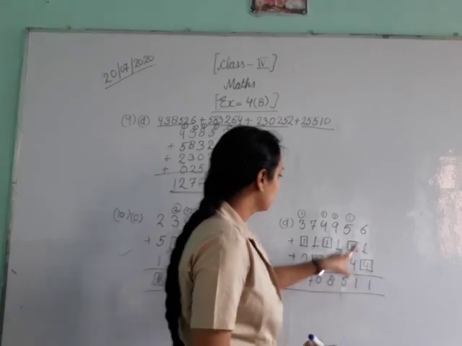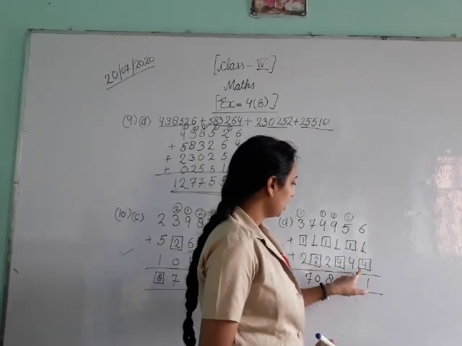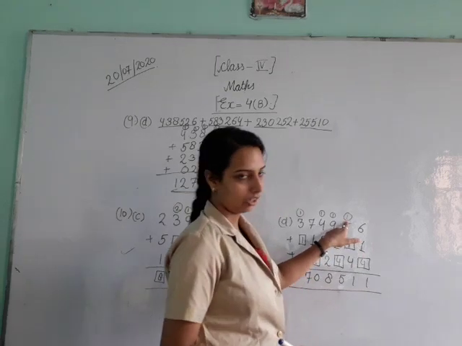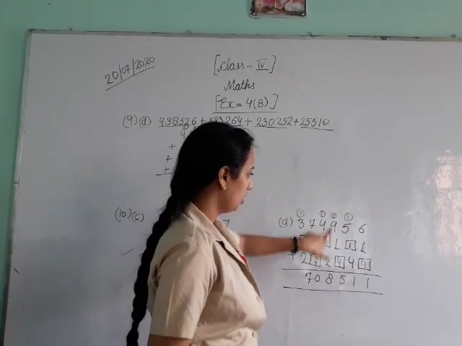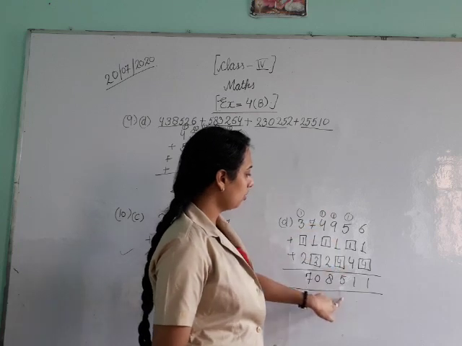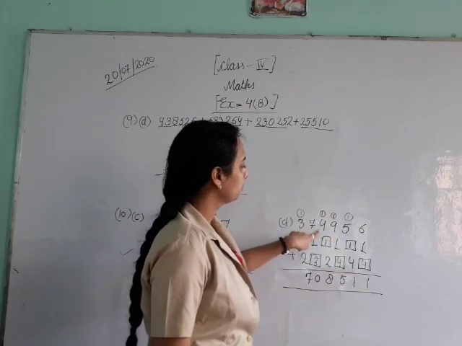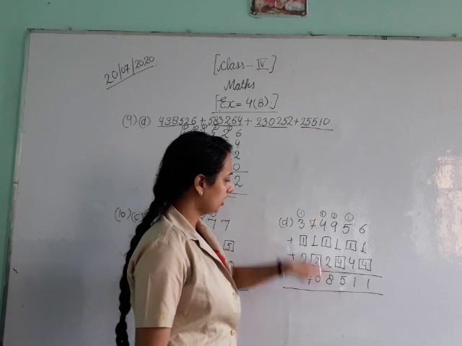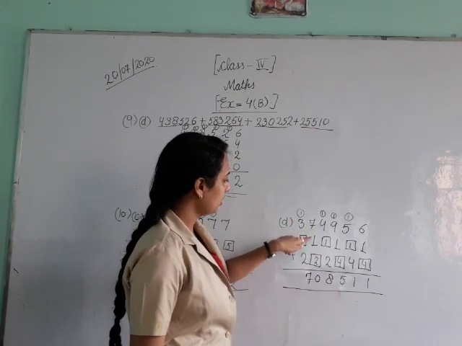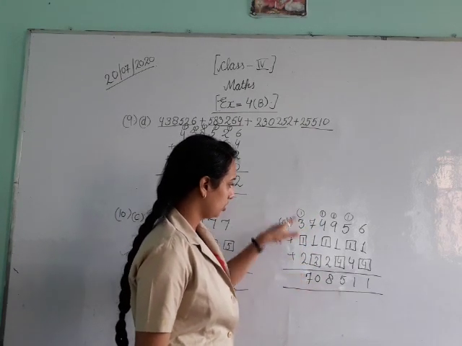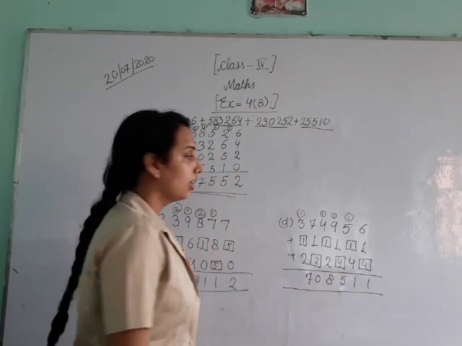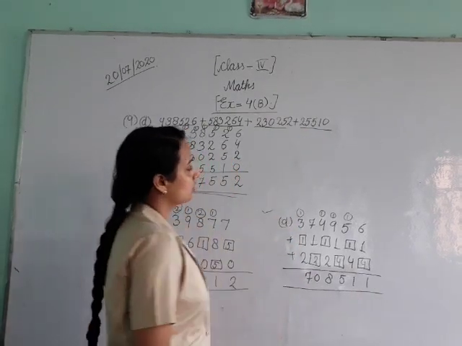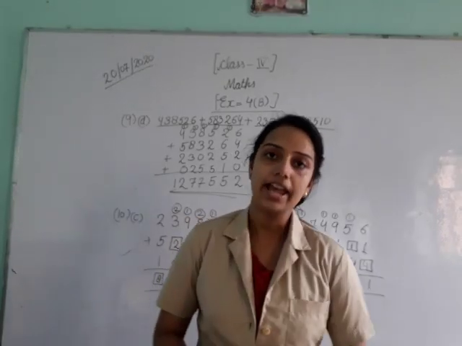Check once. 6, 7, 8, 9, 10, 11, carry 1. 5, 6, 7 and 4, 11, carry 1. 9, 10, 11 plus 4, 15, 1, 4, 5, 6, 7, 8. Okay? 7, 8, 9, 10, 0, 1, 3, 4, 5, 6, 7. Okay? These are your required answers. So here our exercise ends.